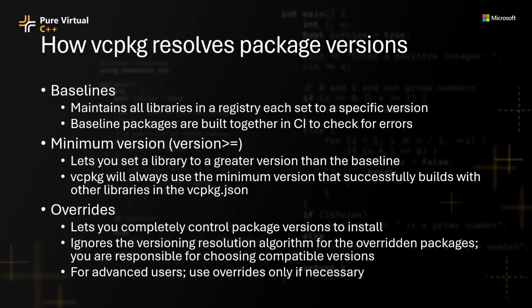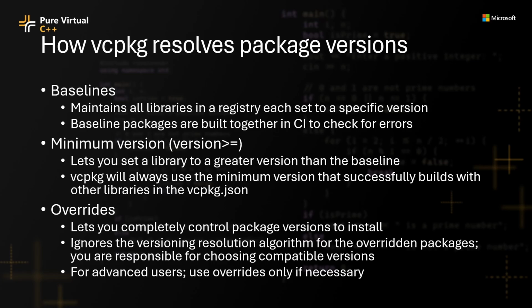but you can also define a minimum version constraint or an override. A minimum version constraint lets you set a particular package to a version greater than the baseline. There is no such thing as a maximum version constraint in vcpkg, as it will always choose the minimum one that agrees with your manifest file.